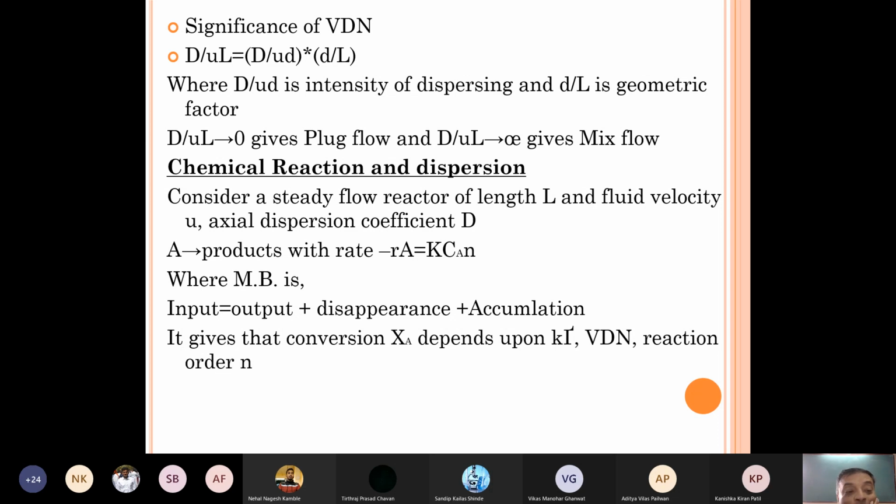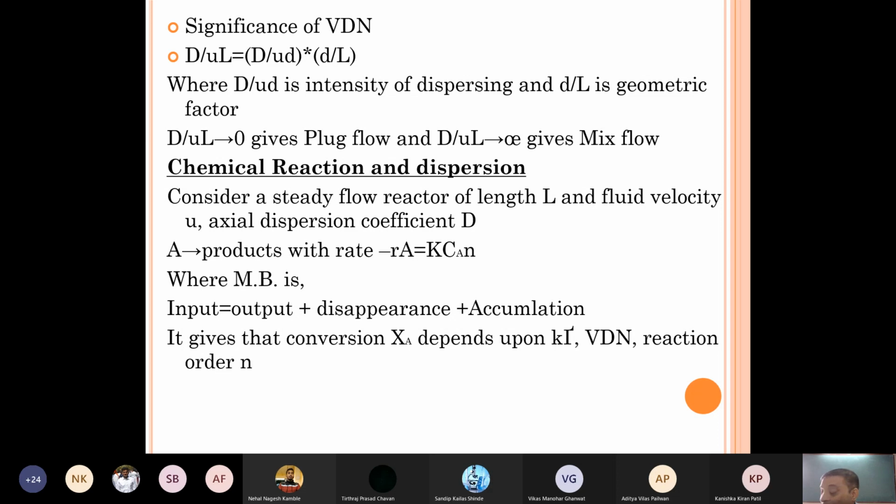So how can we explain vessel dispersion number? Vessel dispersion number is equal to intensity of dispersion into the geometric factor, because D by UD is the intensity of dispersion and small d by L is the geometric factor. So D by UL depends upon which parameters? Geometric factor and intensity of dispersion. That is the practical significance of vessel dispersion number. If D changes, it changes. If L changes, it changes. You are getting or not?